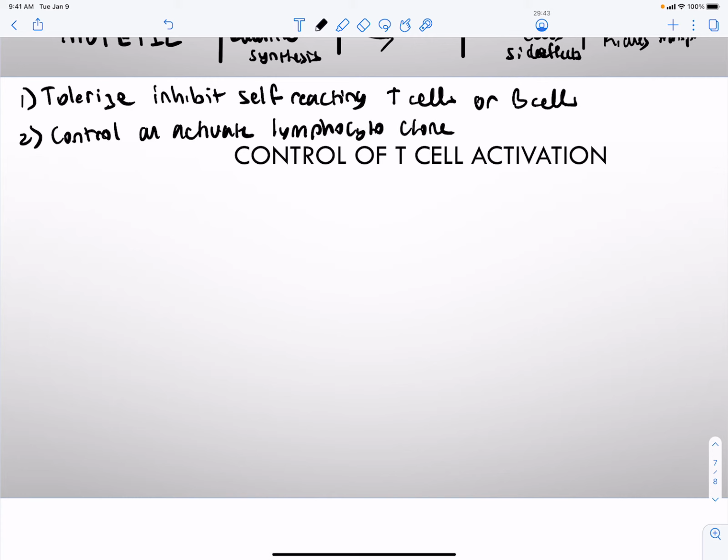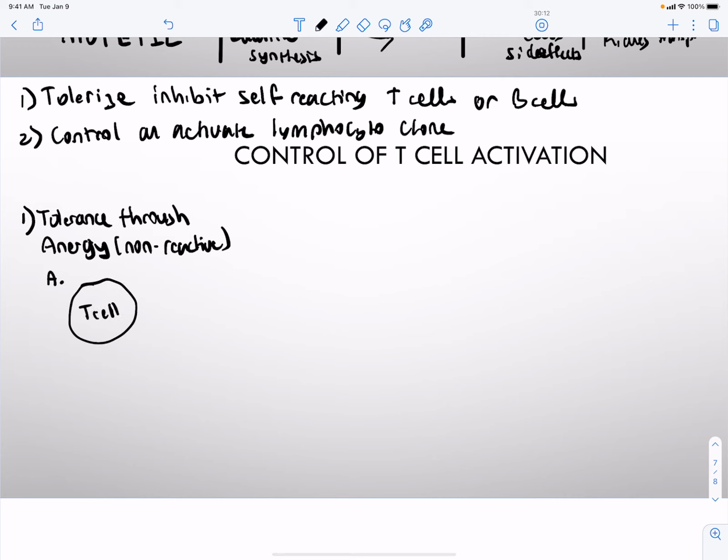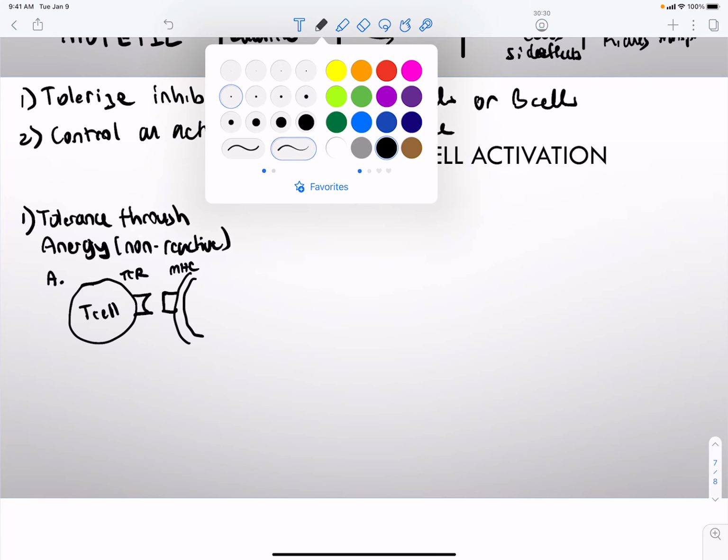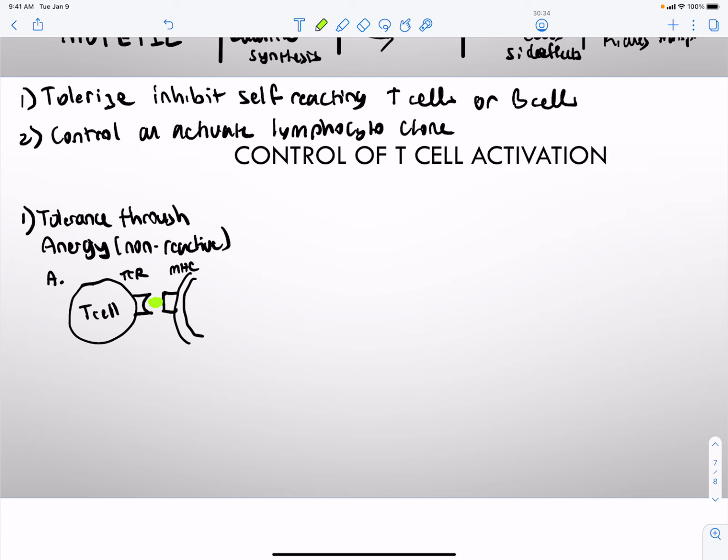Okay, so let's talk about the first one because we should be able to understand the first one now. The first one is tolerance through anergy. And anergy just simply means non-reactive. So the first part that happens here is you have a T cell, and it interacts with an APC, let's say. And so you have on the surface a T cell receptor, and you have on the surface an MHC molecule, and you have some peptide that the T cell is specific for.